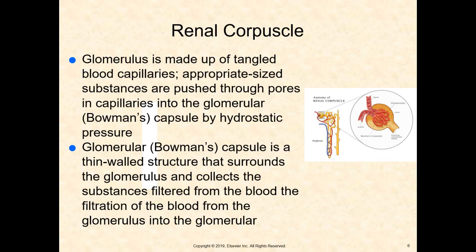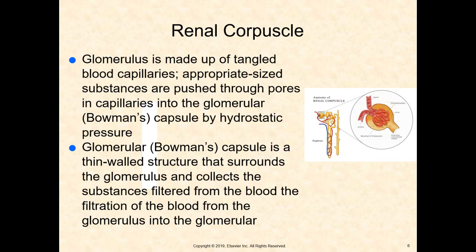Then we have a deeper dive into the kidney, the renal corpuscle. The glomerulus is made of tangled blood capillaries. As the blood comes in, it goes into these little tiny capillaries and these little tufts, as you can see here. They remind me of the little shoestring licorice that we used to eat as a kid. So it's tangled blood capillaries, and the blood is pushed through pores in the capillaries and into the Bowman's capsule. The Bowman's capsule, as you can see, is bigger up here. It looks like a little U shape around that capillary bed.